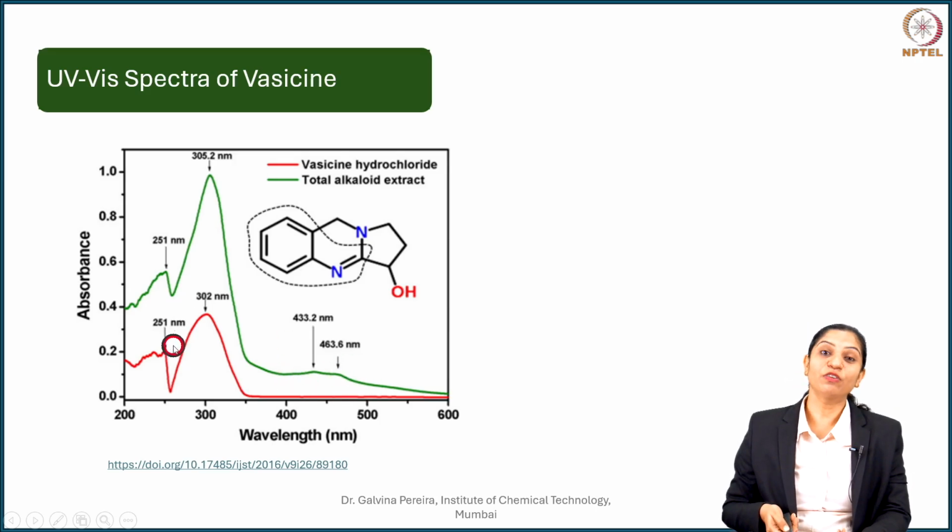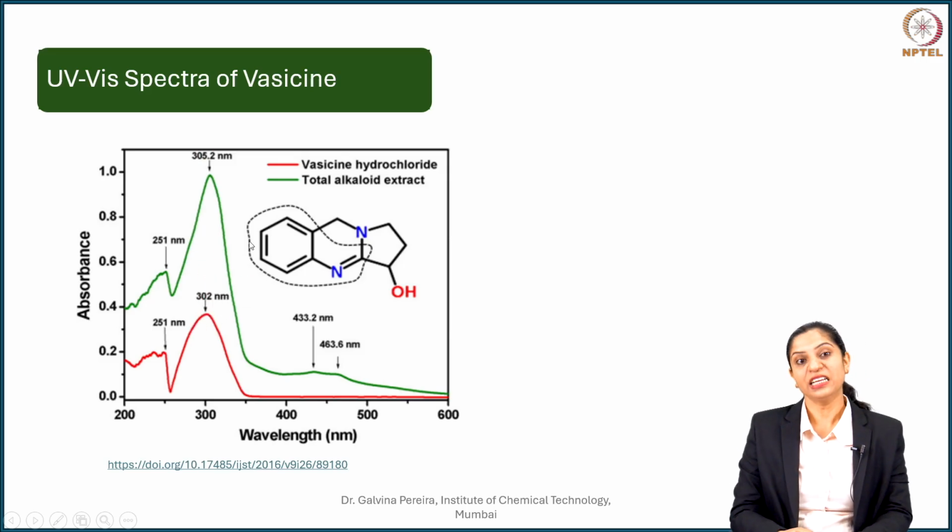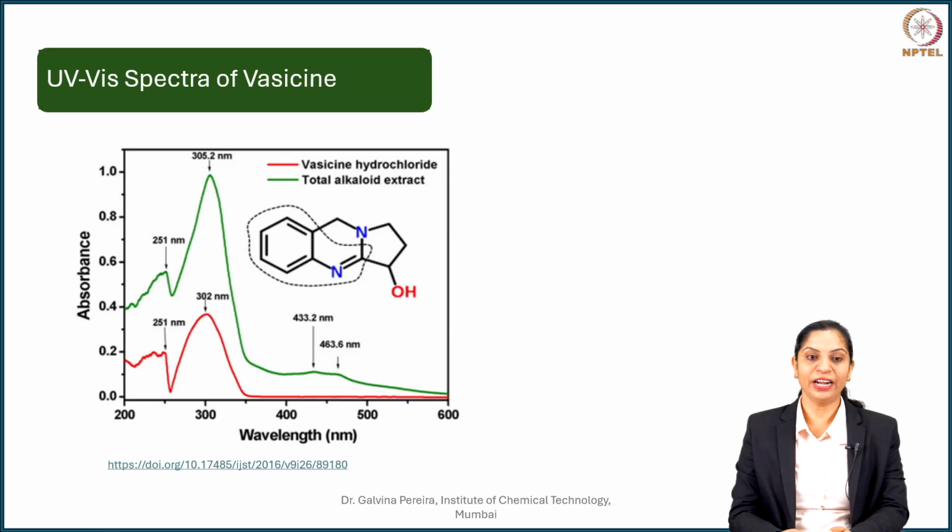So whenever I have to do analysis of this compound, a good wavelength is somewhere between 302 to 305 nanometers for Vasacine. Now the point is, when I do it pure, it's good. Sometimes in extracts definitely I can do it in this manner, but imagine I have a polyherbal formulation. Now polyherbal formulation contains many herbs.